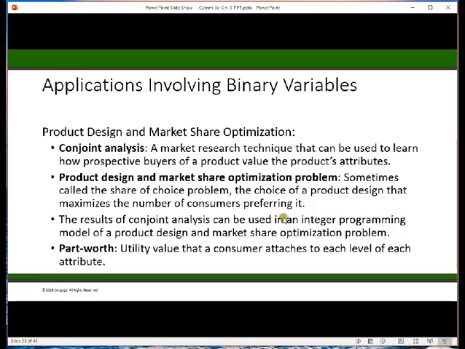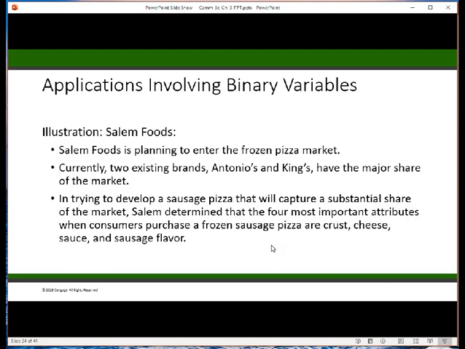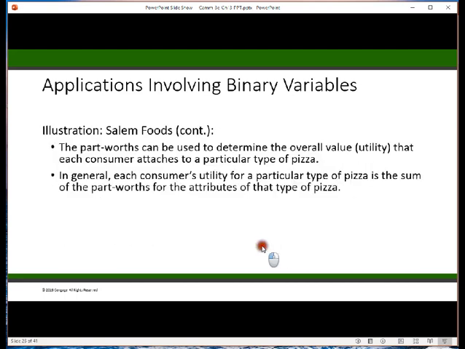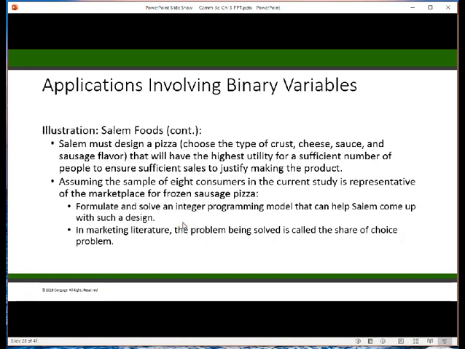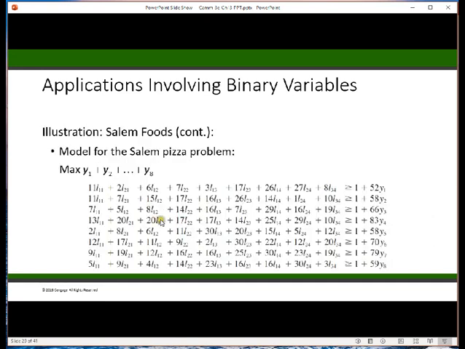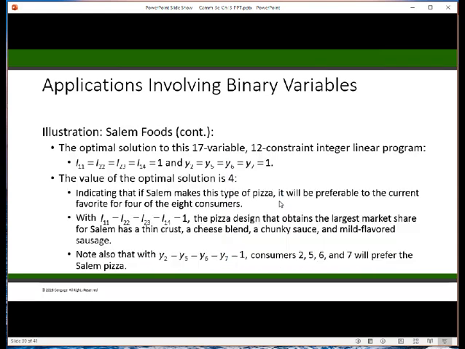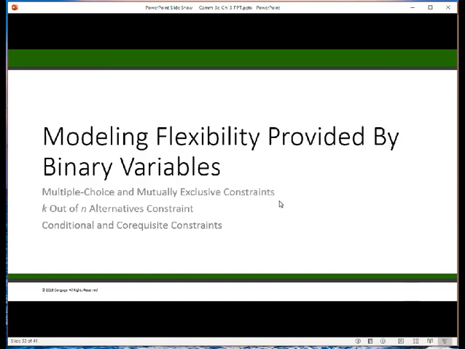Okay, and of course, we've gone through this. Here's the part worths for the Salem food problem. And here's our equations. If we want it to be greater than at least one more. So in other words, we don't want it to be as good as the pizza that they like the best. We want it to be better. So we have to add 1 to the factors they give their current favorite in the rating.